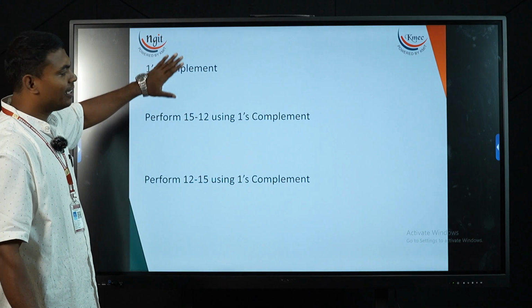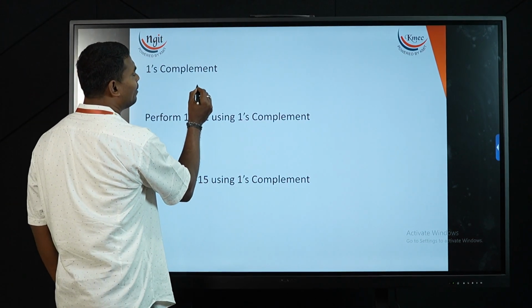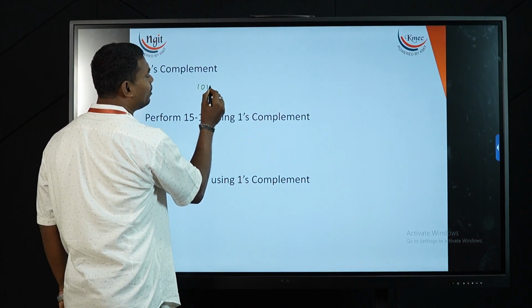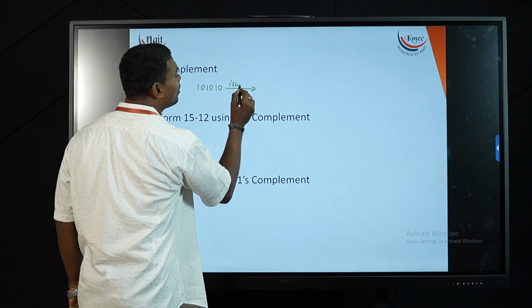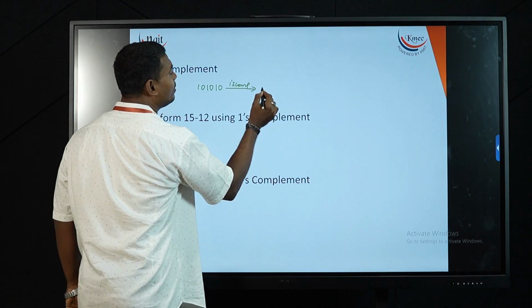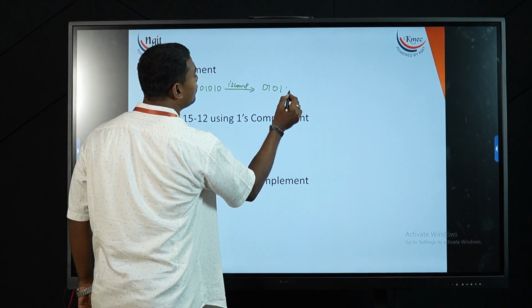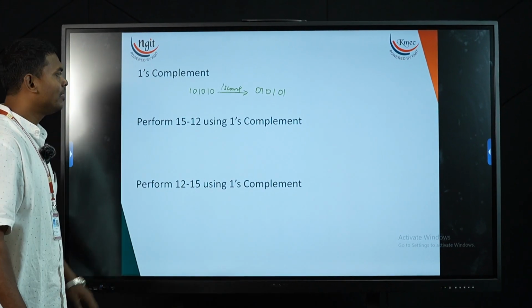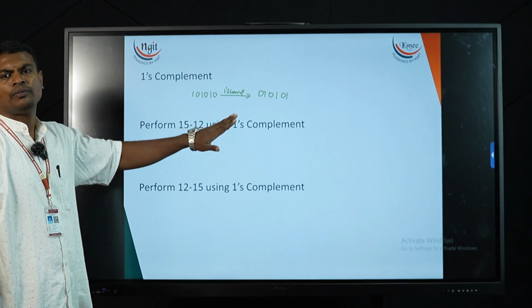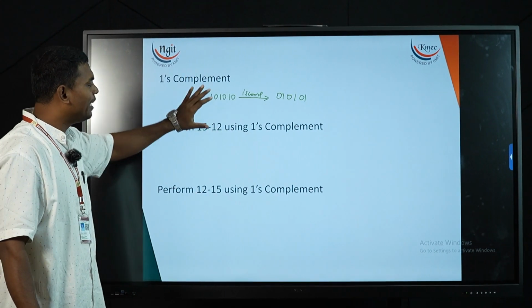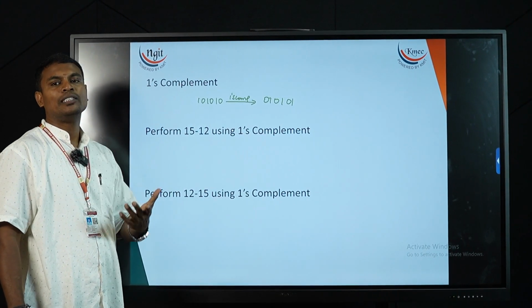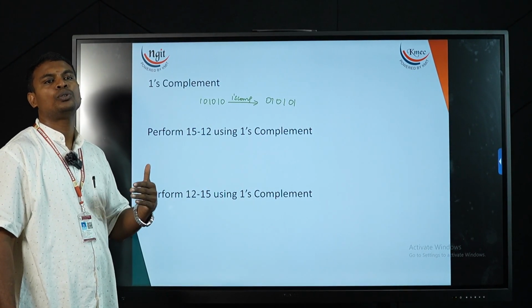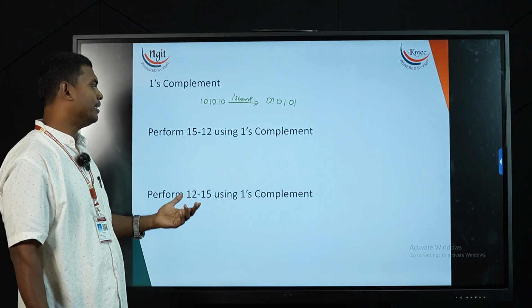Now, 1's complement technique. Basically, let's have one more example. If I'm having 1 0 1 0 1 0, so the 1's complement will be 0 1 0 1 0 1. Now, just replacing 0 with 1 and 1 with 0. Let's use the same technique in subtracting two numbers. Why? Because I told you that 1's complement or 2's complement is used for subtraction of binary numbers.